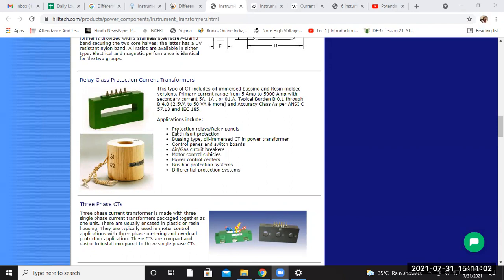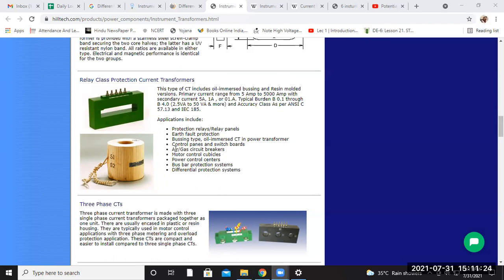So the first one is your protection relays or relay panels. Second one is the earth fault protection provided through this mechanism. Third one is a bushing type, oil immersed current transformer in power transformer. Then there are control panels and switchboards.